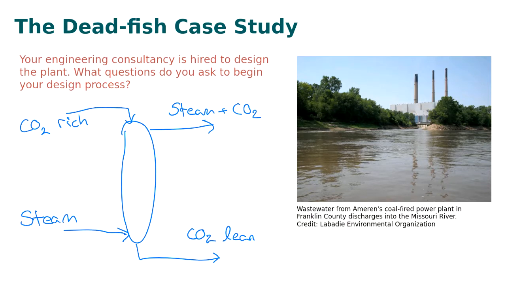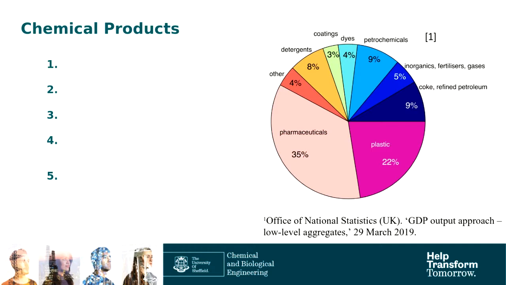Okay, jumping straight into the chemical product sector. What are chemical products? As with most things, we have a little bit of a taxonomy. So we tend to break them up into 4 or 5 categories.